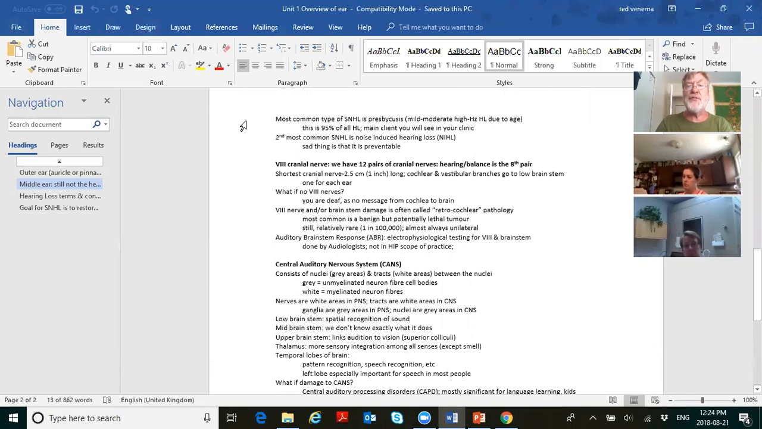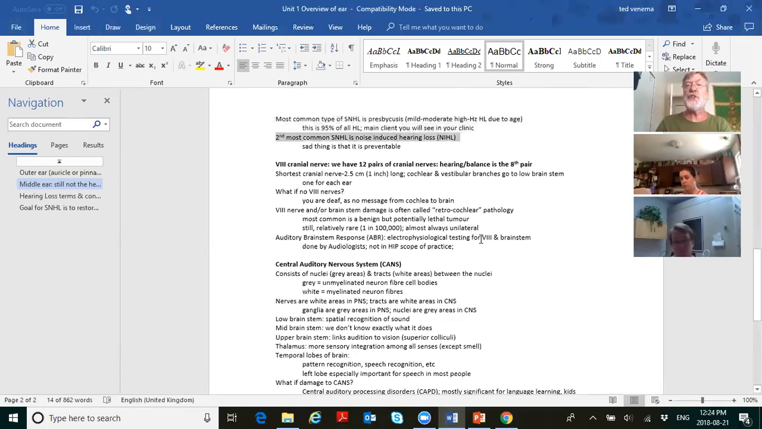Most common type of sensory neural loss is presbycusis, trouble hearing treble. Mild to moderate, high frequency. Look at the Hz. High frequency hearing loss. Hz again, it means frequency. Mild to moderate, high frequency hearing loss due to age. This is 95% of all hearing loss. This is the main person you will see in your clinic. Okay, that's why I'm spending time really outlining this.